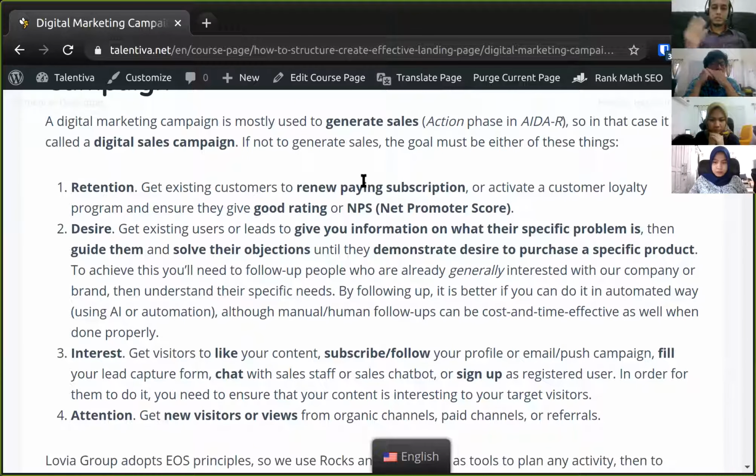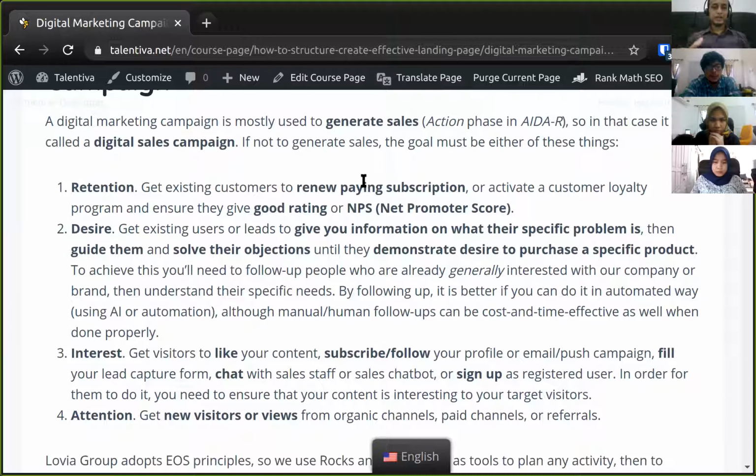That's interest. And the last one is attention. So that's basically we don't know who the users are, and maybe they are still browsing on Facebook or Google, and then okay, so please come to our website, please come to our profile. That's attention. And if you notice, actually the order is backwards here, right?